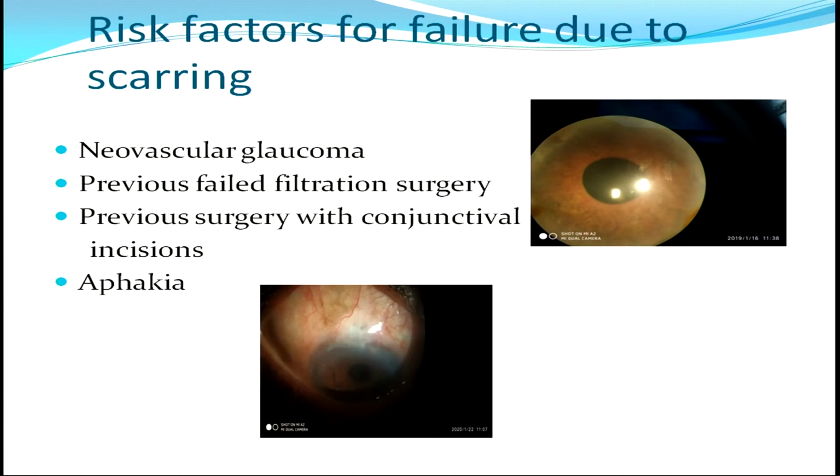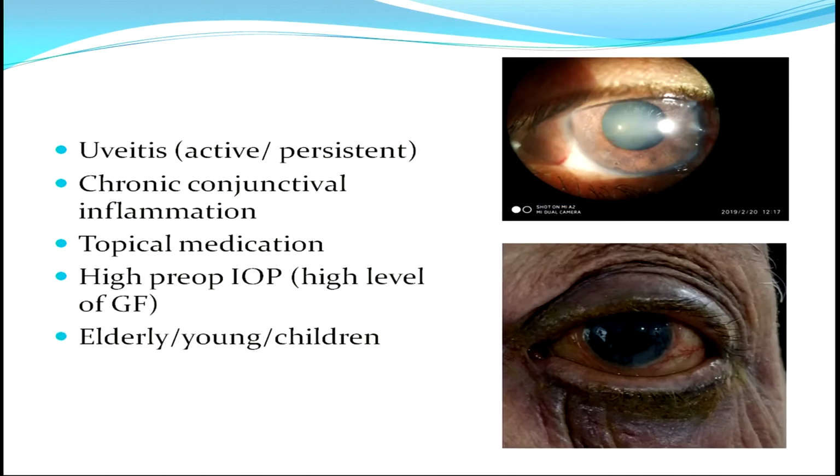Patients with neovascular glaucoma, patients with previously failed filtration surgeries, previous conjunctival incisions like SICS, CCC, or patients with RD surgery or squint surgery, patients with aphakia, uveitis, chronic conjunctival inflammation, patients on long-term topical medications, and patients with high preoperative IOP, because these patients have high levels of transforming growth factor beta, and patients who are elderly and young, all have a very high risk of failure due to scarring.